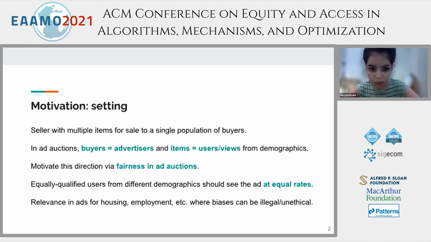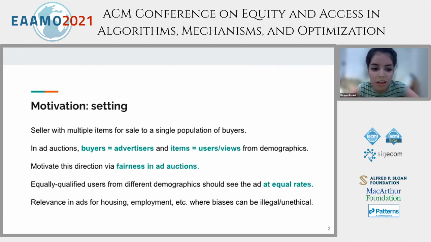The way you should think about this is an auctioneer has a lot of data on users, and an advertiser can submit a bid based on data profiles of users or demographics of viewers. So we're going to motivate this direction via fairness in ad auctions. And there is a classical definition of fairness here that is used in prior work, which is that equally qualified users from different demographics should see the ad at equal rates.